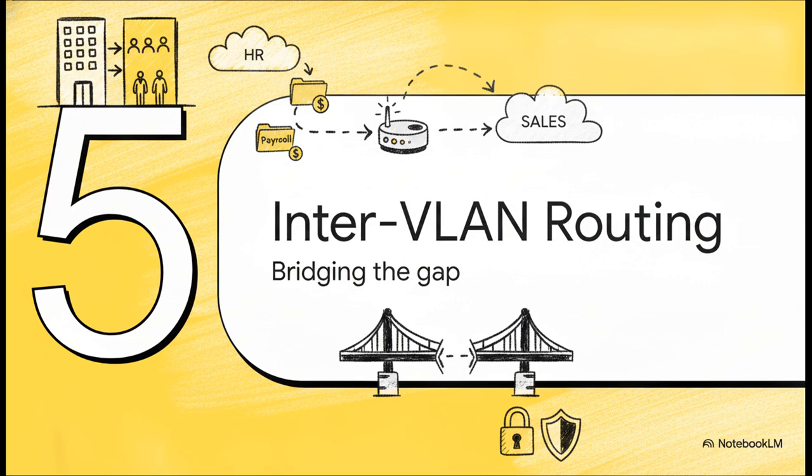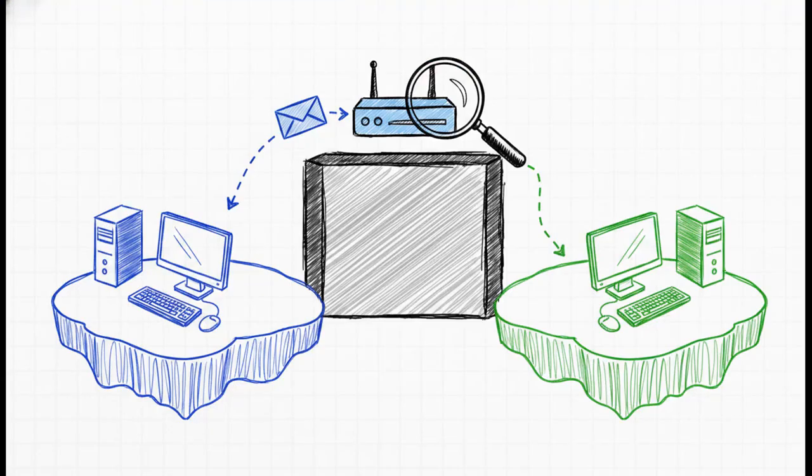Section 5. Inter-VLAN routing explained. Bridging the gap. Okay, so we've successfully isolated our departments. They're safe and secure. But wait, what if HR legitimately needs to send a payroll file over to the sales manager? Because VLANs operate entirely at layer 2 of the OSI model, they are completely isolated broadcast domains. They absolutely cannot communicate with each other directly. I mean, if they could, it would defeat the whole purpose of separating them in the first place.